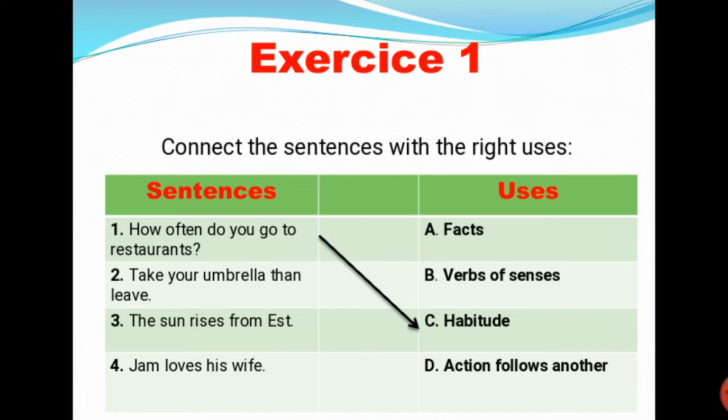Perfect. The second one: Take your umbrella, then leave. Umbrella, يعني المظلة. There are two actions, two verbs, take and leave. So one action follows another. Perfect. The sun rises from the east. What we said about that: it's a fact, general truth. The sun always rises from the east. It's a fact. Perfect. The last one: Jim loves his wife. It's a verb of sense, loves. Perfect. Good for you, Mr. Jim.